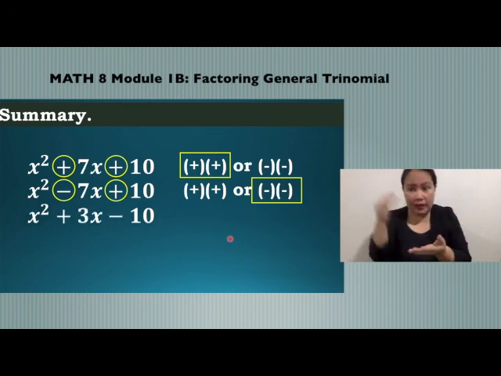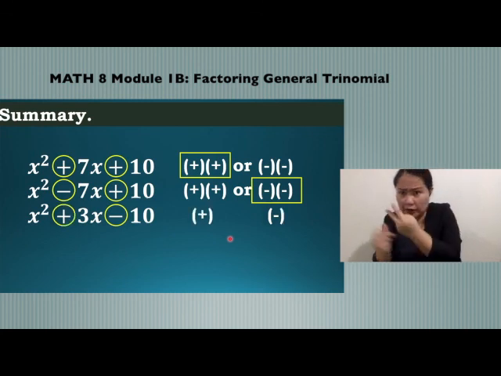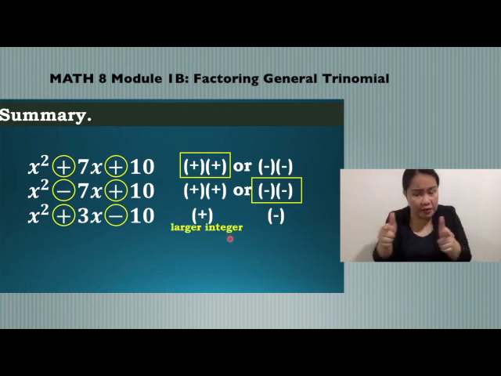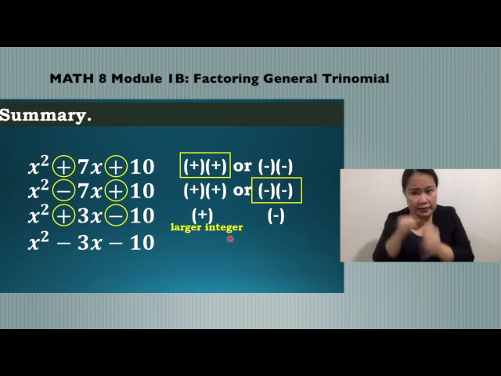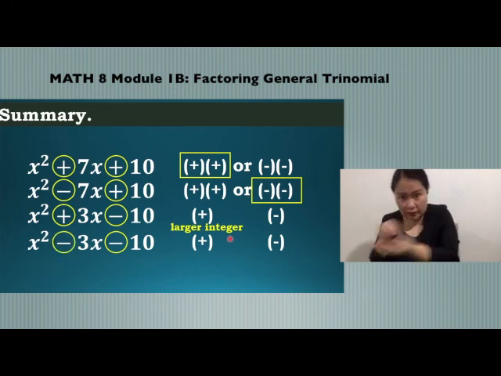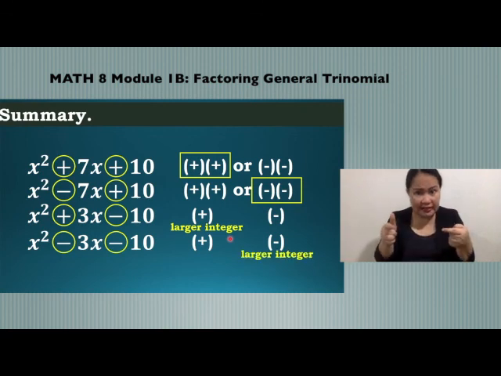Next, I have minus. So, ibig sabihin yung isa positive, yung isa negative. How will you know? So, tingin ka dito, since positive yan, dapat ang larger integer mo ay positive. And then the last case, if this is negative, again, you must have one positive and one negative integer. So, dito ka titingin, ibig sabihin that your larger integer must be negative.